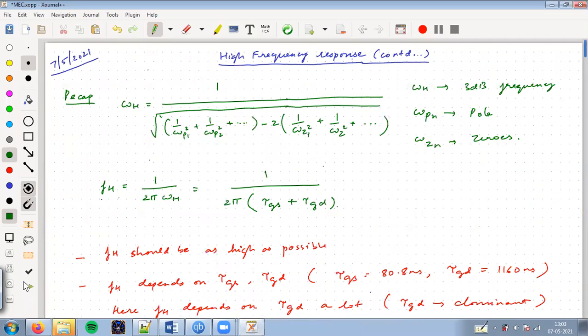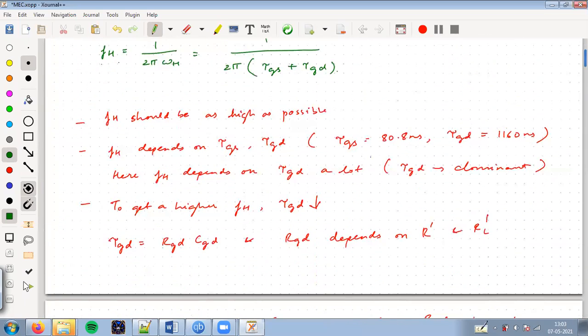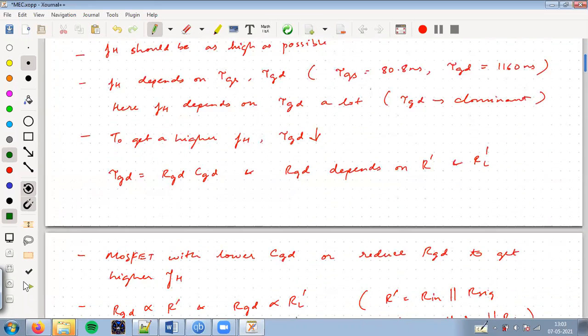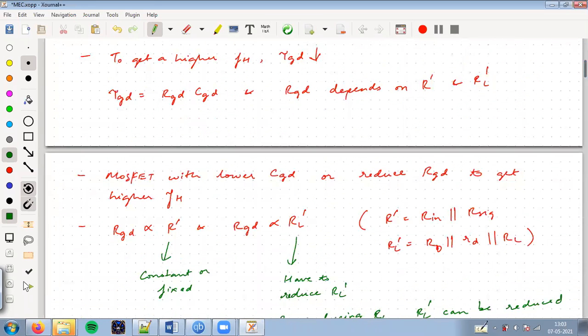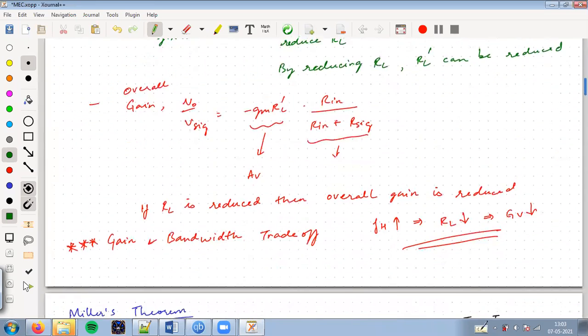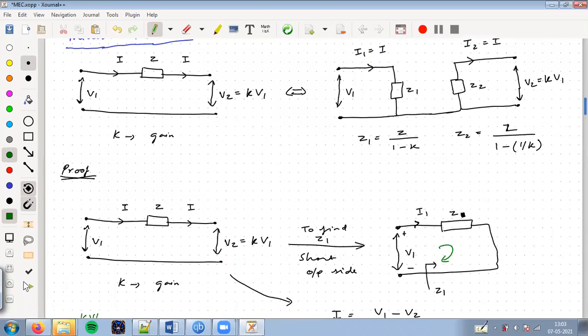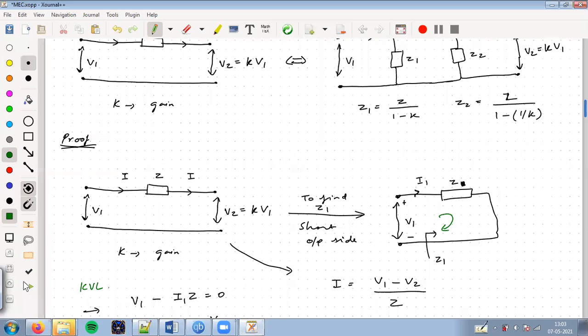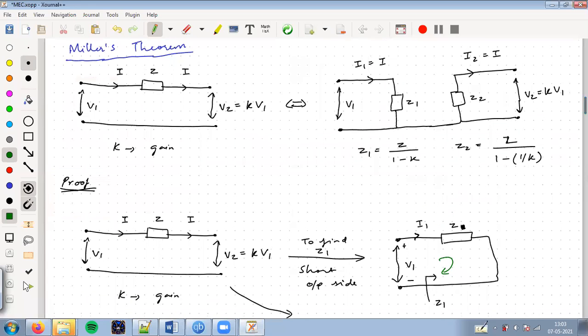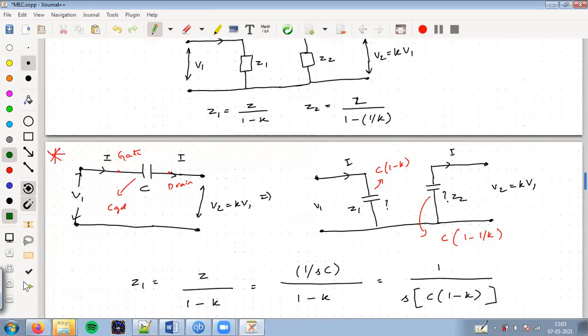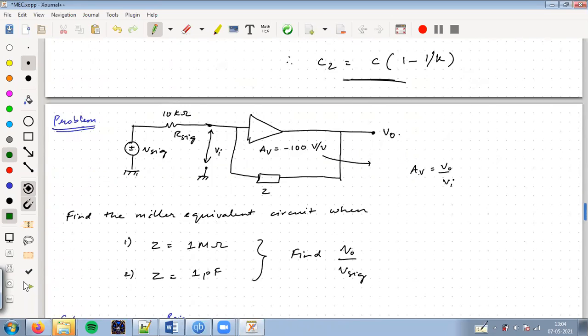So we started with a recap. We saw some inferences of the previous problem, the trade-off between gain and bandwidth. And then we saw what Miller's theorem is, and derived it. What is Z1? What is Z2? And if I replace the Z with a capacitance, I will have to put a capacitance which is multiplied by a factor of 1 minus k at the input side and multiplied by a factor of 1 minus 1 by k at the output side. Similar derivations, then we saw a problem.